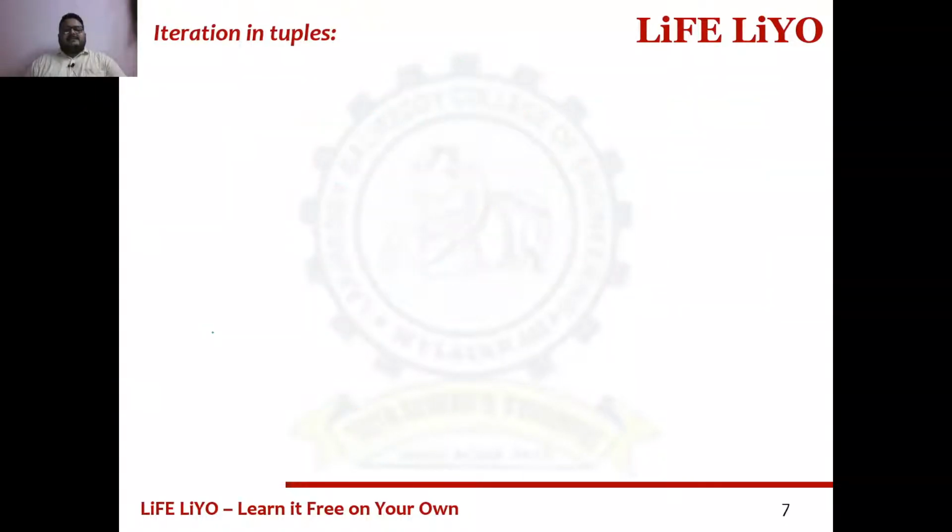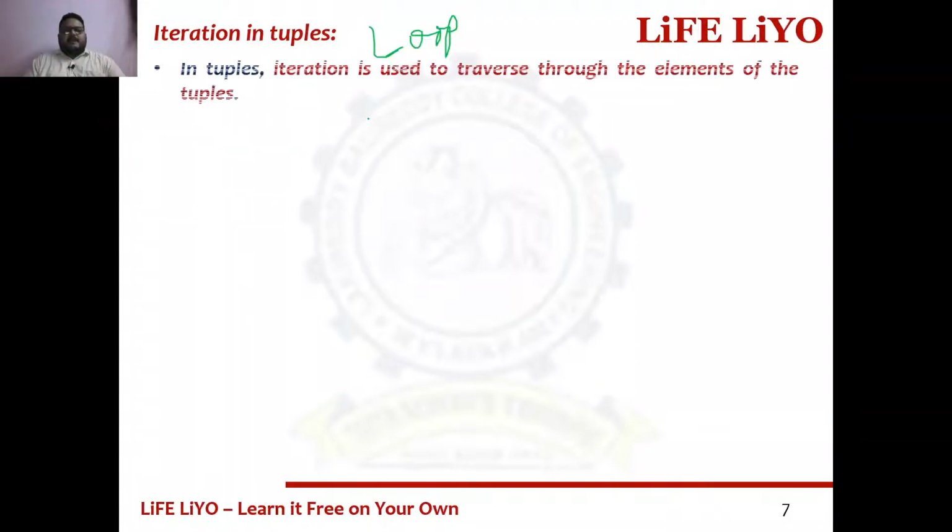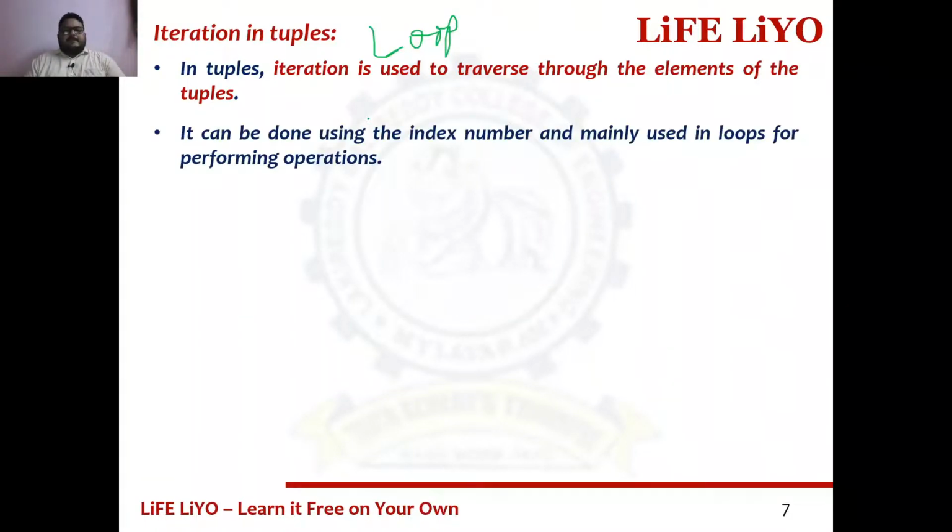Next, iteration. Iteration means nothing but loop. What is the purpose of a loop? Loop is useful for iterating over the tuple. That is, for accessing each and every element in the tuple, we can use these loops and iterate over them to traverse through the elements of the tuples. So it can be done with the help of the index number, mainly used in the loops for performing operations.